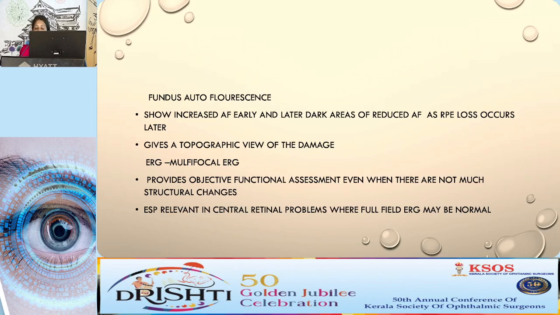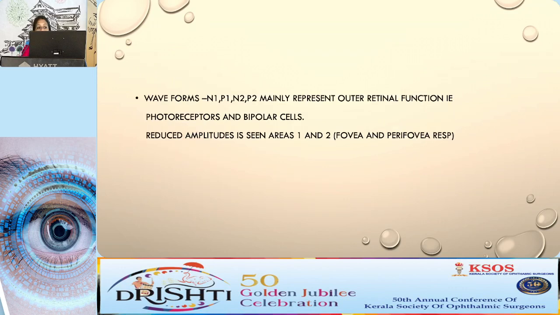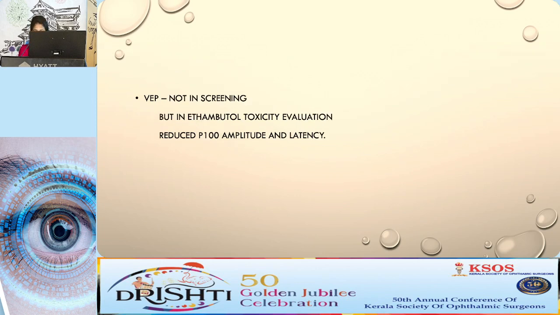Coming to ERG, in central retinal function assessment, a multifocal ERG is better because a full field ERG may be most of the time normal. This gives an objective functional assessment even when there are not many structural changes. The various waveforms N1P1 N2P2 mainly represent the outer retinal function, and there can be reduced amplitude seen in areas 1 and 2, which represent the fovea and perifovea respectively.